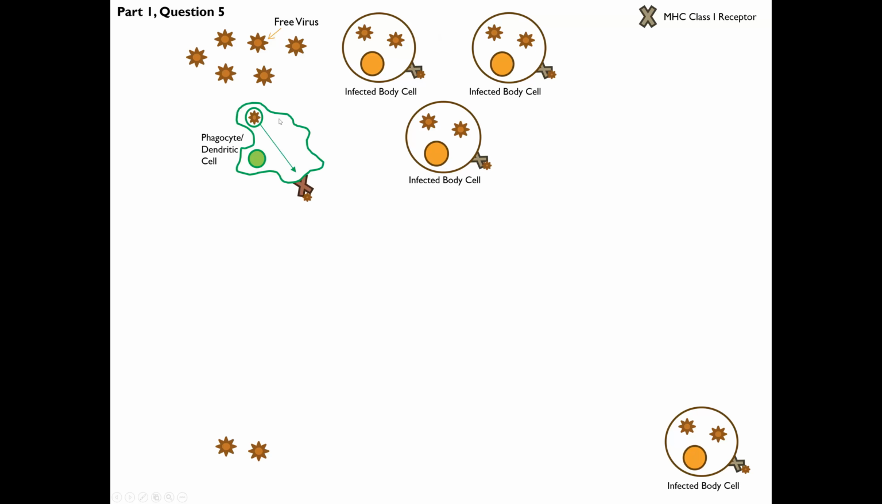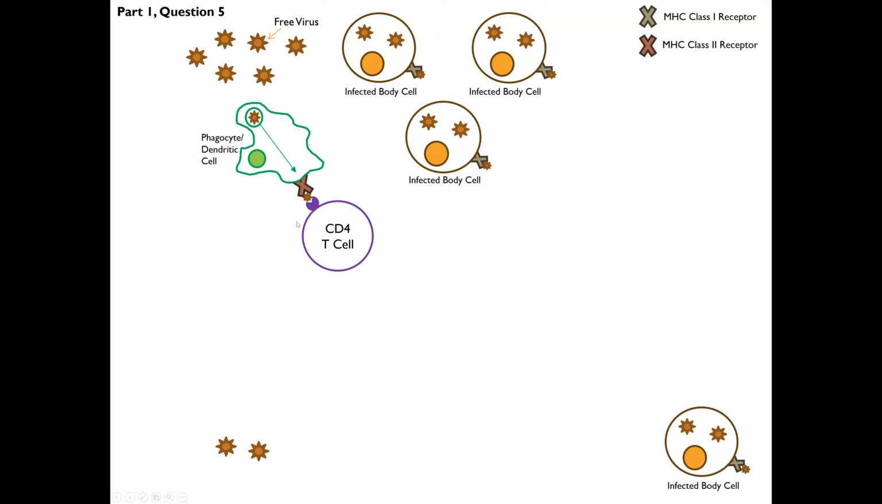So we're going to start over here with a phagocyte or a dendritic cell. This is our first line of cellular defense, as we covered earlier. And so a phagocyte or dendritic cell will end up engulfing one of the viral particles that it encounters. It will take that viral particle on the inside, break it up into pieces, and then display some of the viral antigens onto an MHC class II receptor. So notice the color difference. This is an MHC class II. These more gray looking ones are MHC class Is.